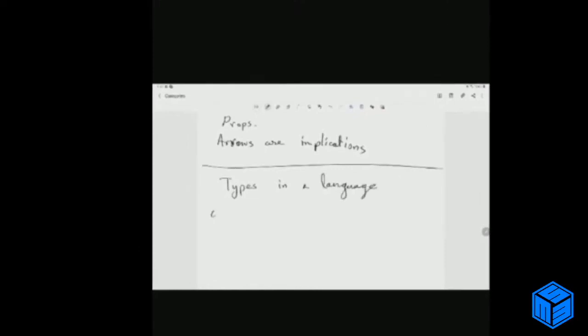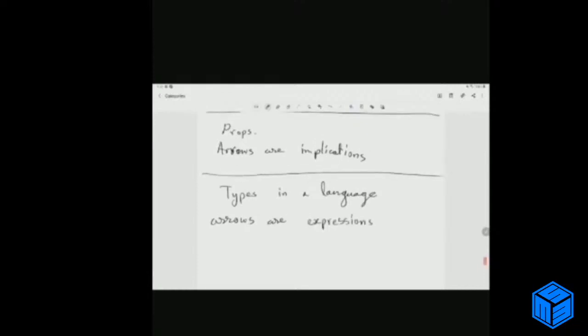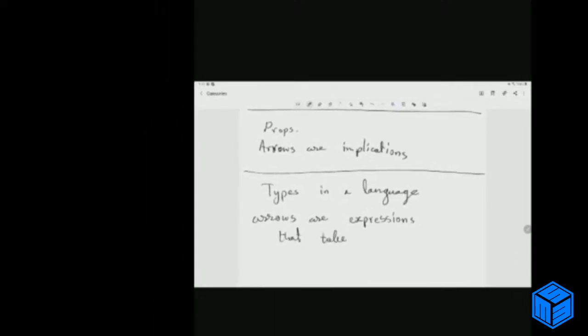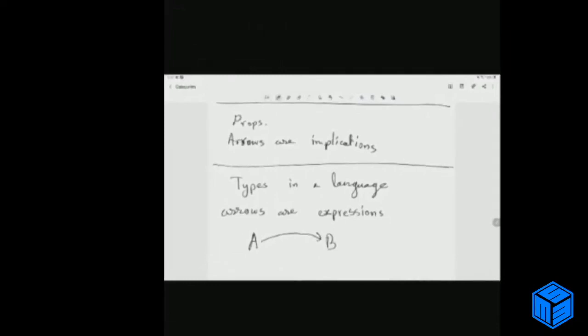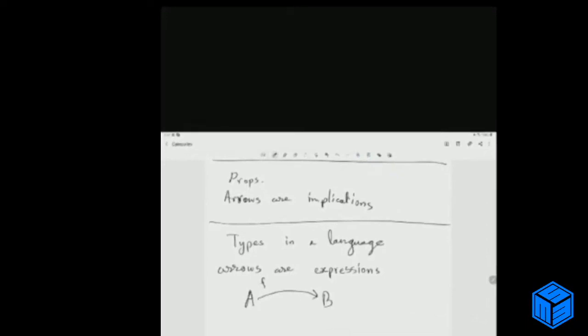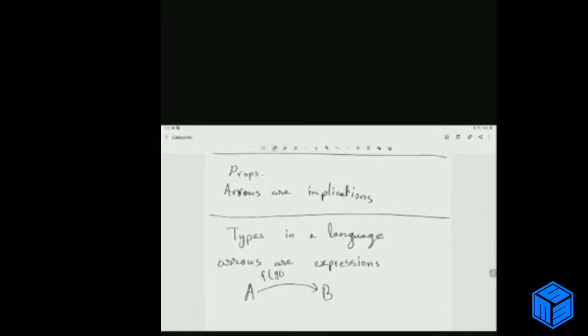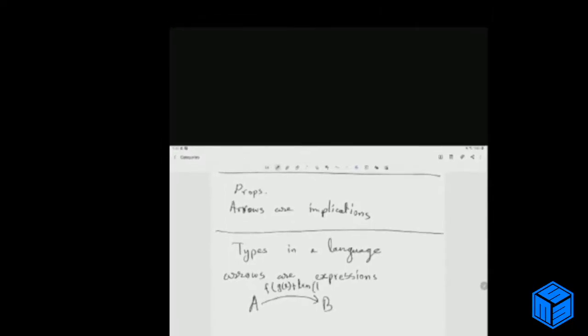And arrows are expressions or functions, whatever you want. So you have two types, A and B, and arrows are like some function expression like f of g of x plus len of something L, and so on.